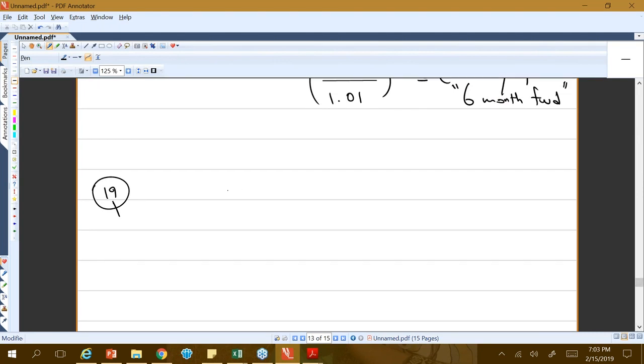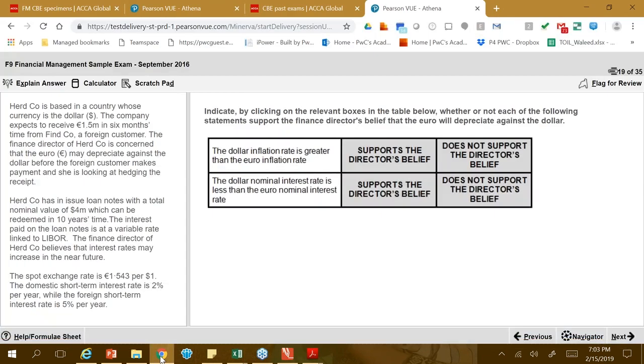Let's say the rate given in the question, which I'm going to use, the spot rate, is euro 1.543 per the dollar. The first scenario is that the dollar inflation rate is greater than the euro inflation rate. Which model uses the inflation to predict the exchange rates? That is the purchasing power parity theory. So dollar, remember, is the home and euro is abroad.